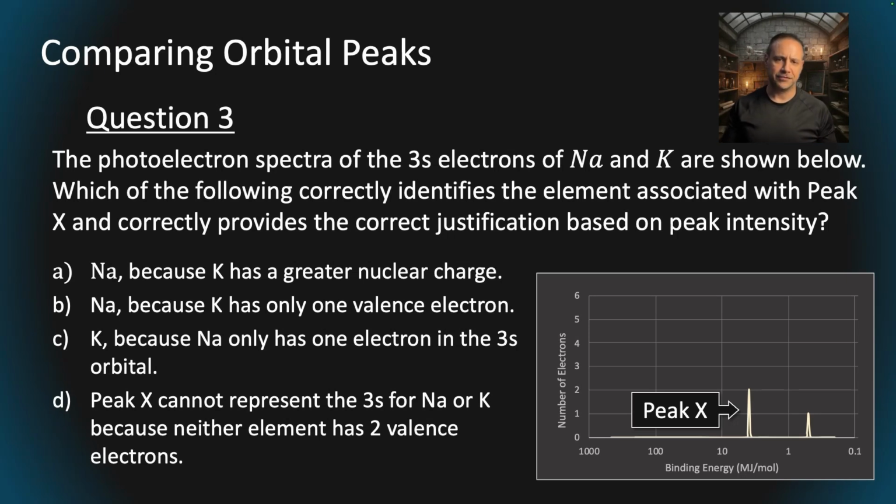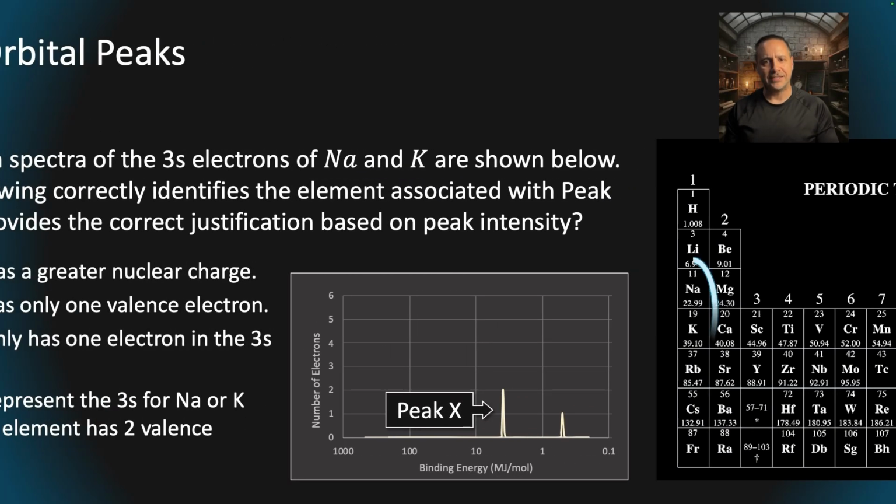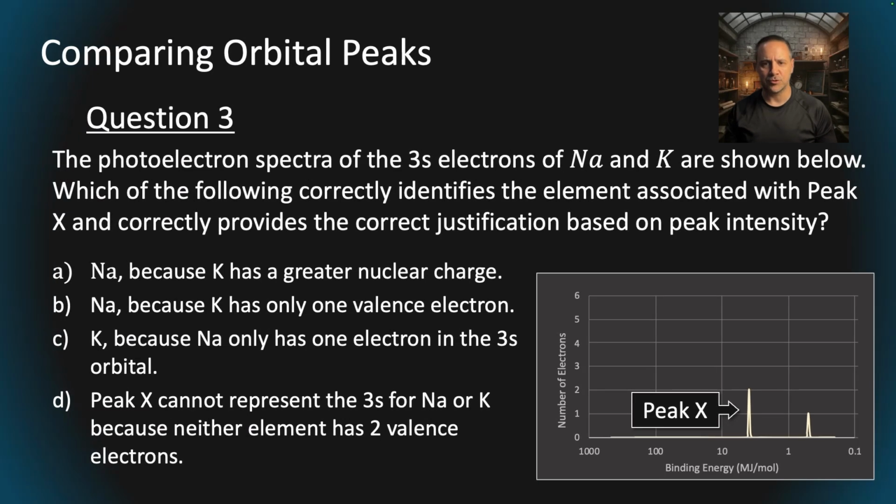Before now, each graph has shown all the peaks for a single element, but these questions are going to be comparing the same orbitals from 2 different elements. Peak X either belongs to sodium or potassium, so go to the periodic table. They're right here, and you need to watch out for the trap. Most of the time our focus is on the valence electrons, and both of these have 1 valence electron. That's why this answer is here.